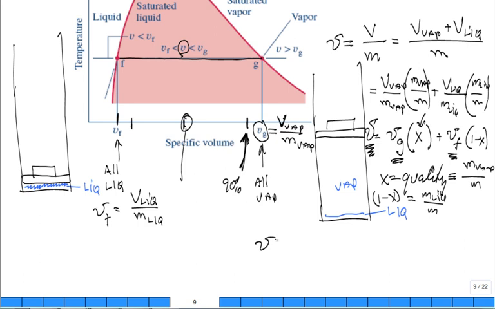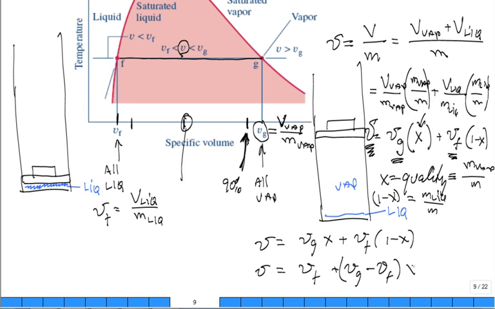So the basic equation that you should remember is V sub G times quality plus V sub F times 1 minus quality, or rearranging, it's V sub F plus X times (V sub G minus V sub F). Did I do the algebra correct? Yeah. And we'll see that similar format for internal energy and enthalpy and entropy in the two-phase region, as well as specific volume. What is this X again?